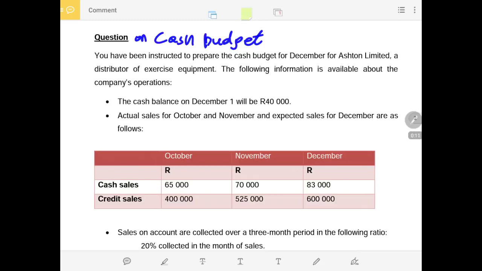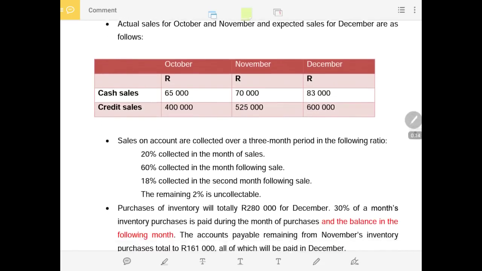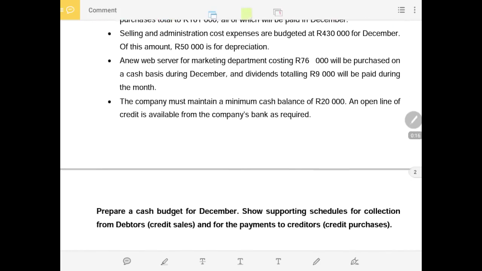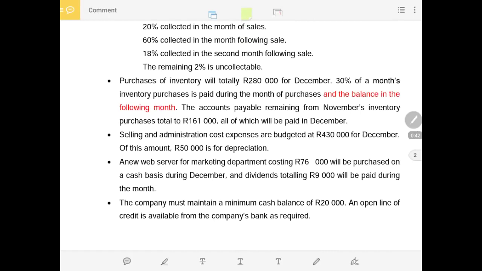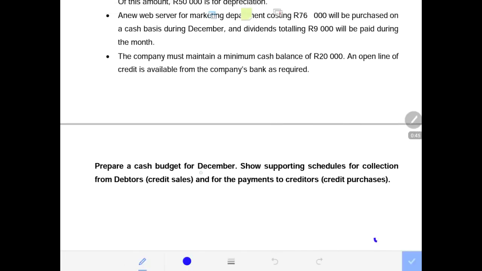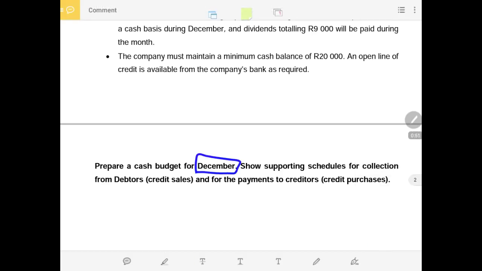Because this is a cash budget, or in fact any other question, I prefer to start and read what is required. Prepare a cash budget for the month of December. Show supporting schedules for the collection from debtors, being credit sales, and for the payment to creditors, which is from the creditors' purchases, where we bought inventory on credit. Then we know that our target, very importantly, is the budget for the month of December. That is the budget month that we are looking at.